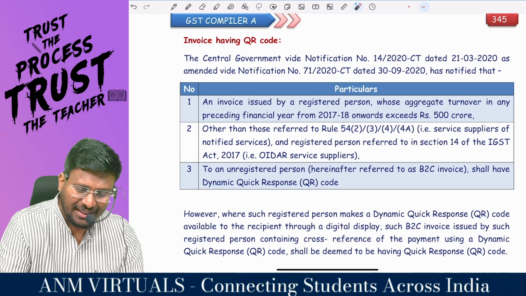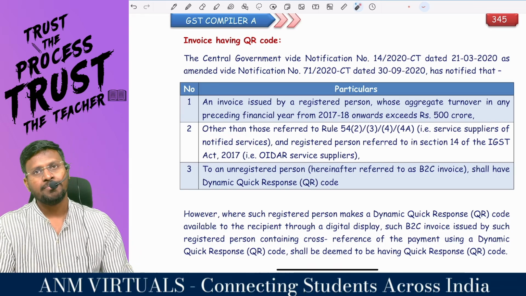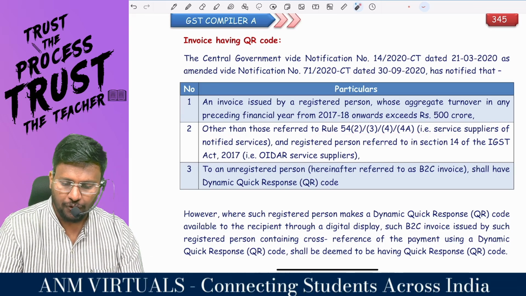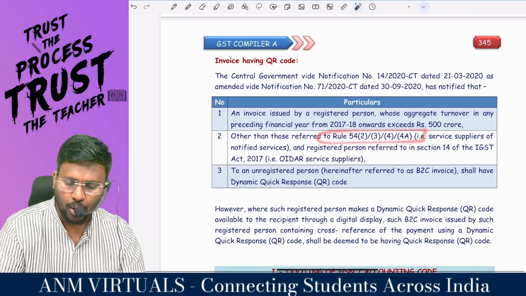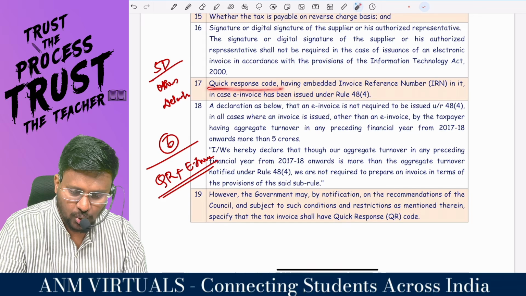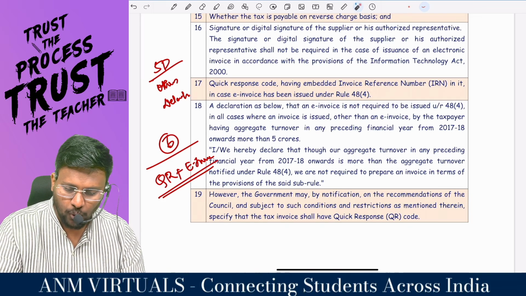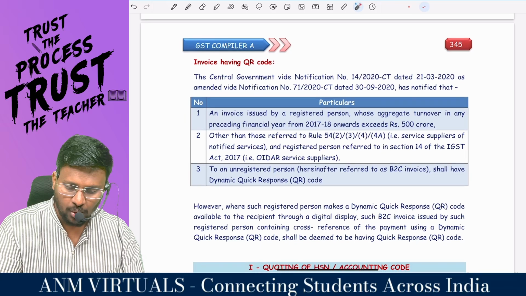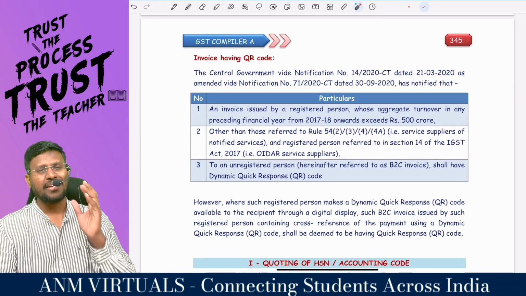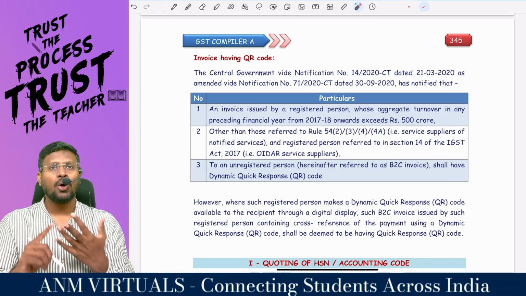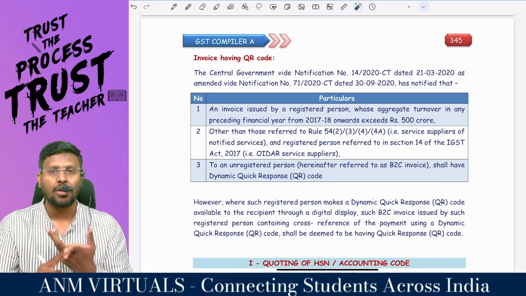But other than these people, it will not cover. Other than those referred in Rule 54, Sub-Rule 2, 3, 4 and 4A. Here they are saying that a quick response code e-invoice has to be issued under Rule 48, Sub-Rule 4. Right, sir? But this is not Rule 48, this is Rule 54. So we are having exceptions: Rule 54, Sub-Rule 2, Sub-Rule 3, Sub-Rule 4 and Rule 54.